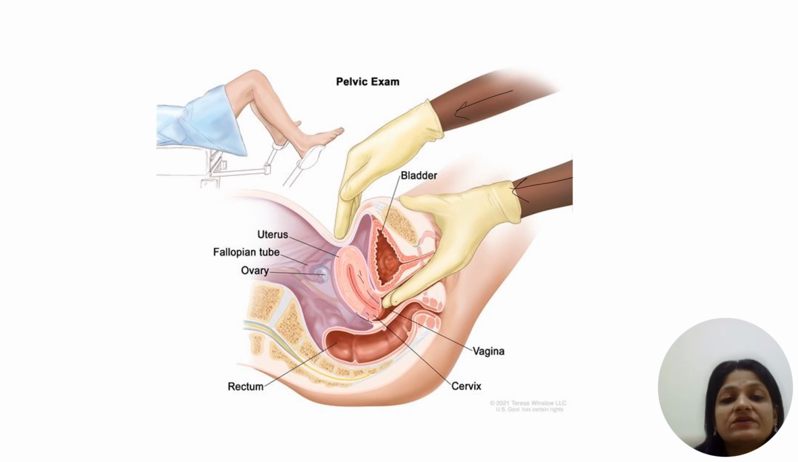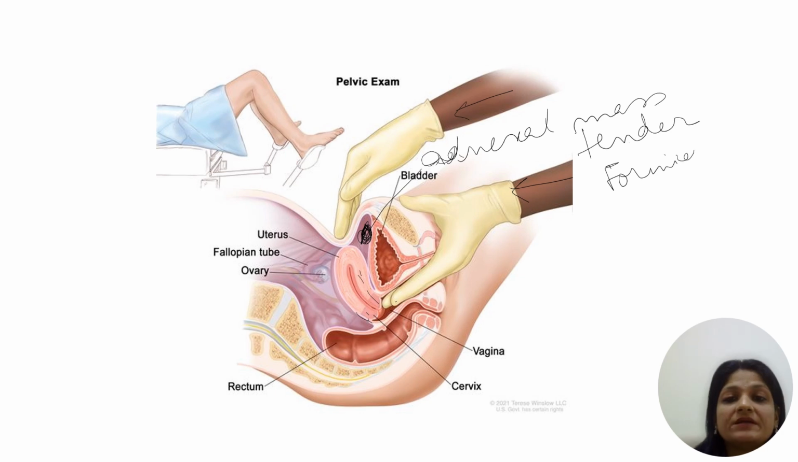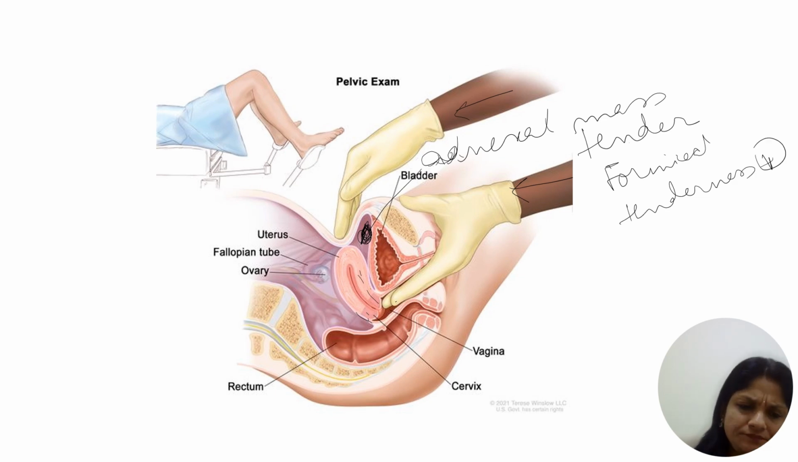And when you palpate the sides, if the ectopic pregnancy in the tube has lodged here, you will feel it enlarged. You can feel an adnexal mass which will be tender to touch. So you say the fornices are tender. There is fornicial tenderness.